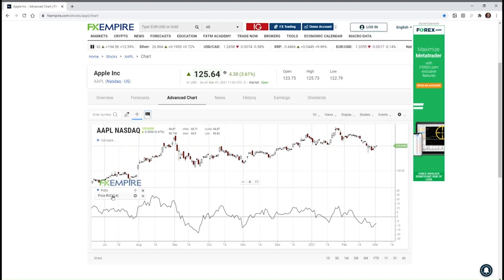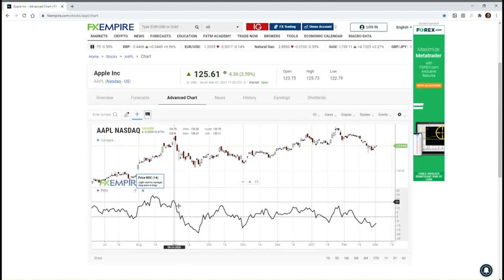And price rate of change also works on an intraday basis. You can use it on 60-minute charts. There are some other types of markets that I wouldn't use it on.